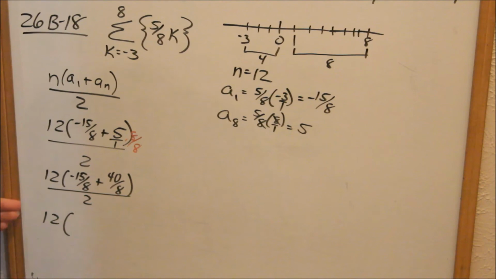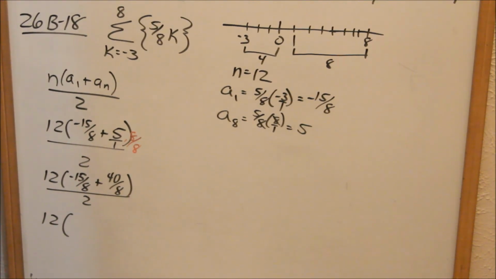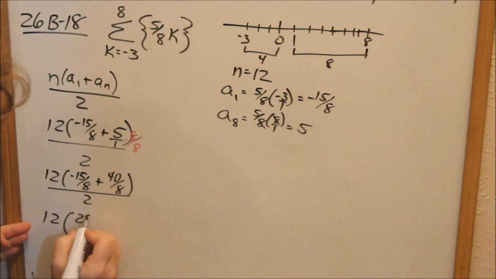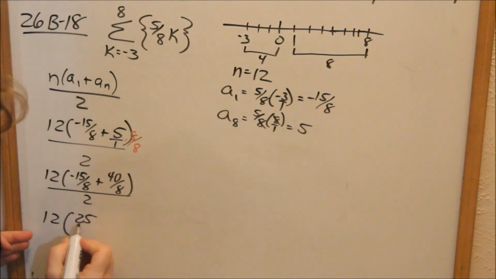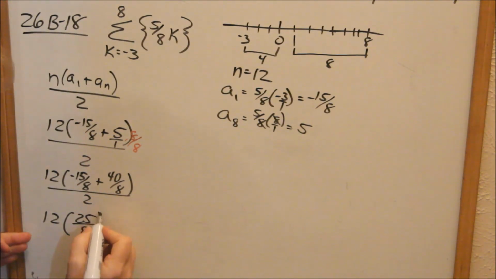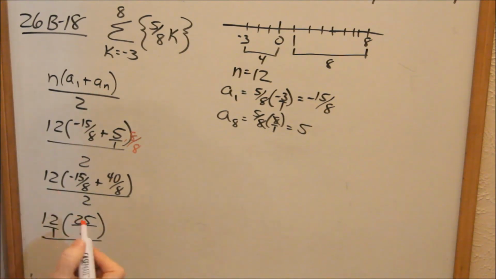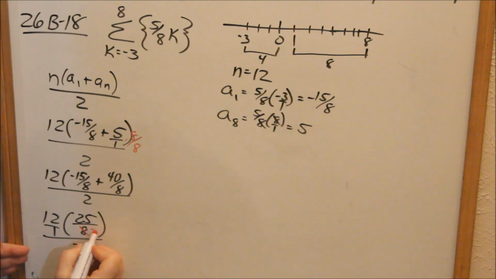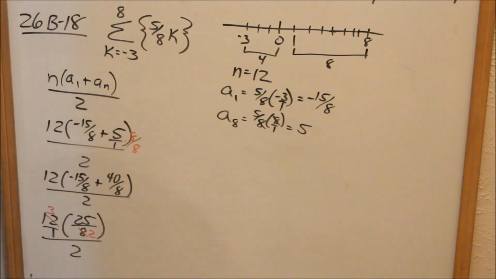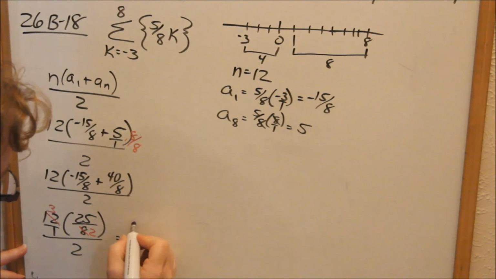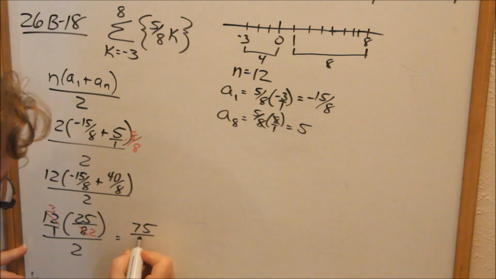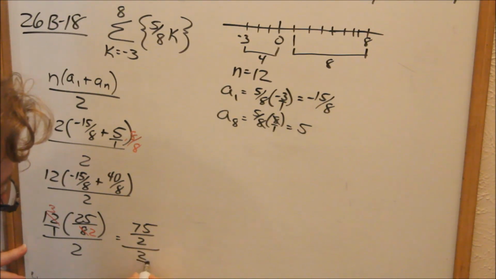Add my fractions on the inside. -15 plus 40, 25, 35, 40, 25 over 8. That doesn't reduce. All over 2. I can reduce this 8 and 12. So reducing that by 4, that becomes a 2, that becomes a 3. So then at the top I have 75 over 2, all over 2, that's 2 over 1.